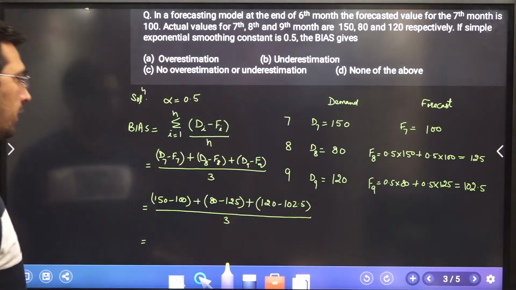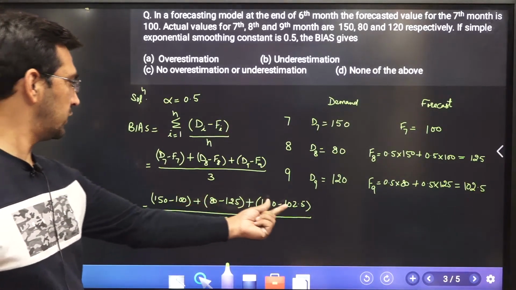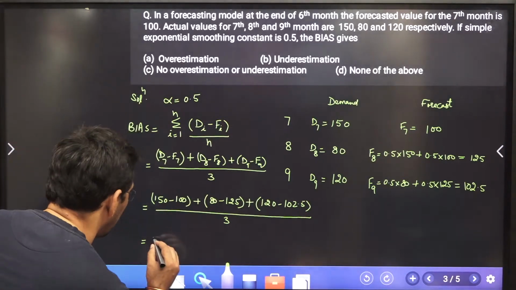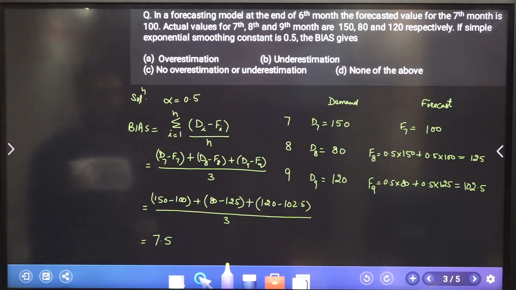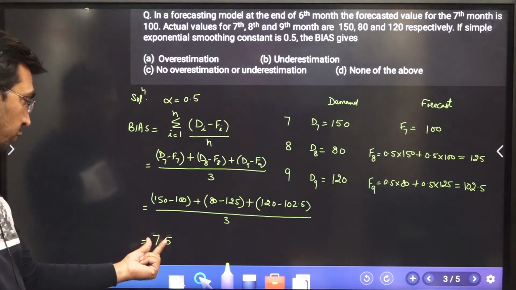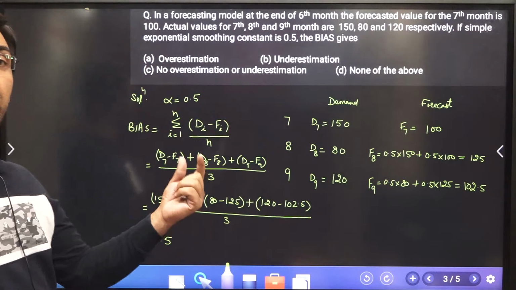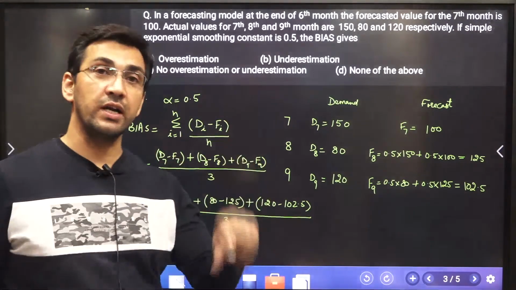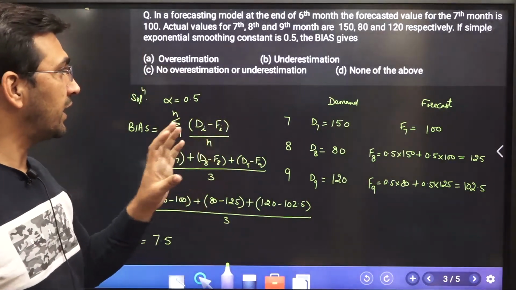What is this value? Whatever the value, because here you are having a negative, the overall value will turn out to be, I think, positive, and this turns out to be 7.5. Now, based upon this value, whether it is positive or negative, you have to decide whether that bias indicates overestimation or underestimation. Now, what is the meaning of overestimation and underestimation?